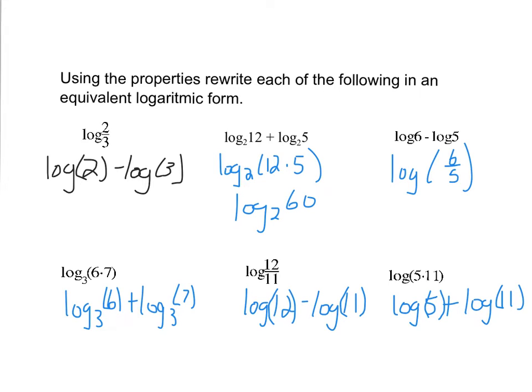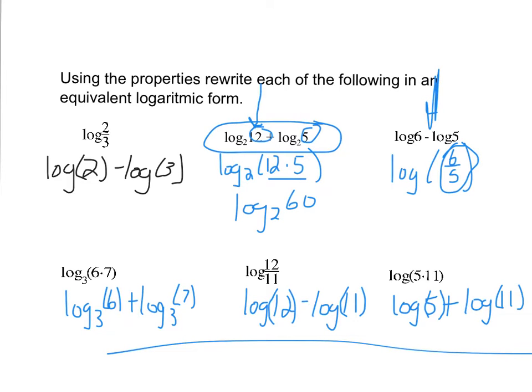All right, welcome back. And here are your answers. You can take a look at them. Remember, anytime you are adding two logs together, you're going to multiply their values. Now, when I say their values, I'm talking about the value of 12 and the value of 5. Anytime you're subtracting two logs, you're going to divide those values. So go ahead, check your work, and pause it if you need to.